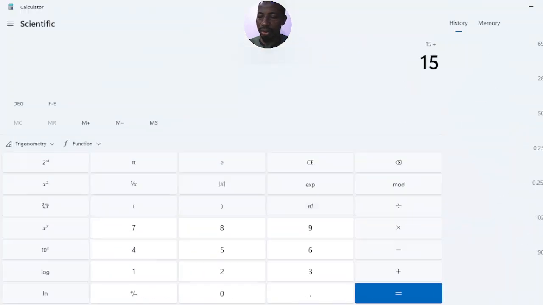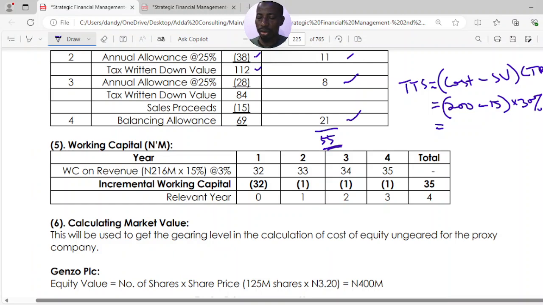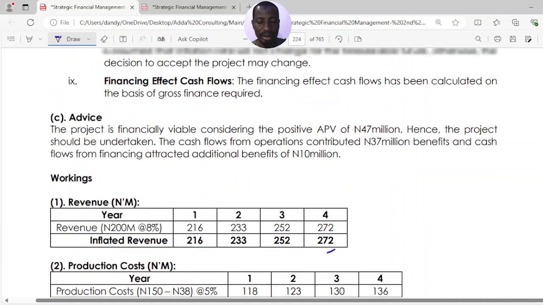So bring out the calculator: 200 minus 15 equal, sorry, there's a mistake there. 200 minus 15 equal, then multiply by 0.3 equal, that's 55. Okay, that's 55. So that's how we arrive. Everything must be equal at the end of the day. You can't claim more than what you are supposed to claim. So that's for that. Now that I've calculated my tax saved on capital allowance, let's go and post.